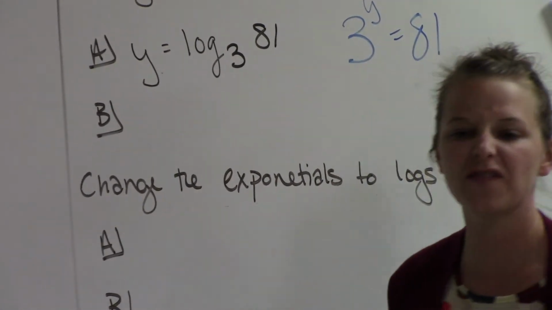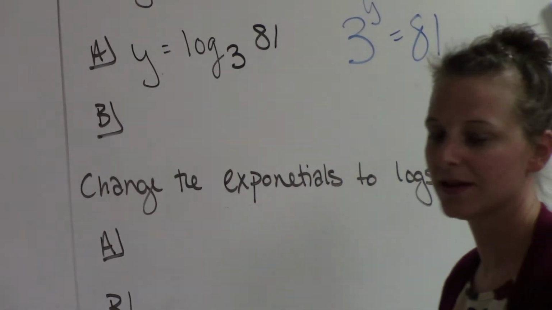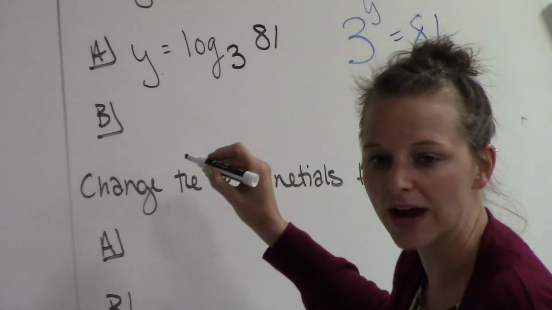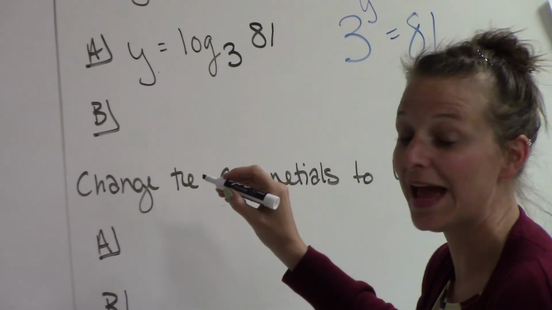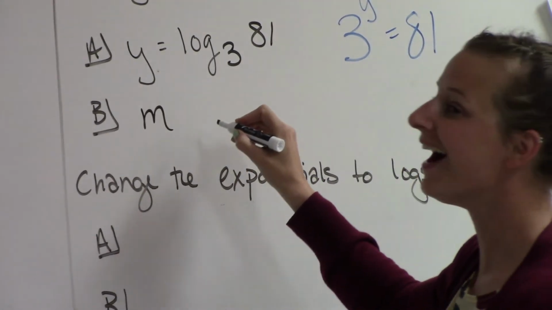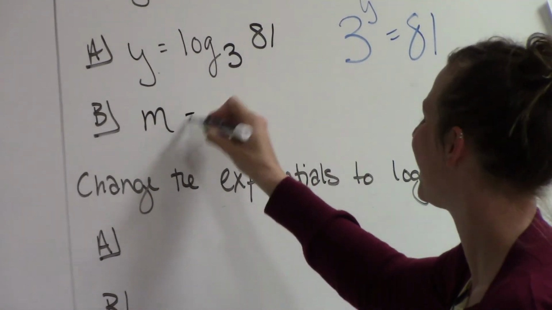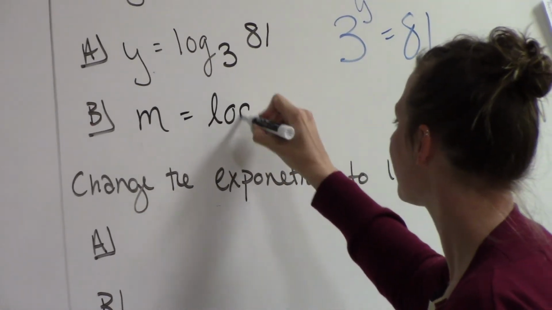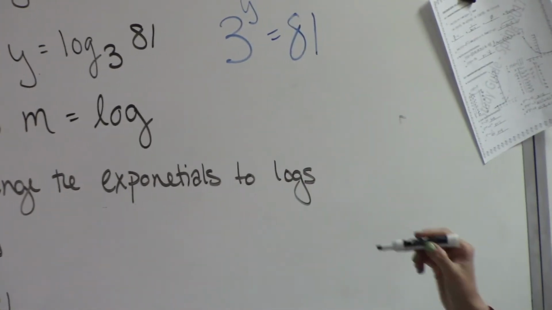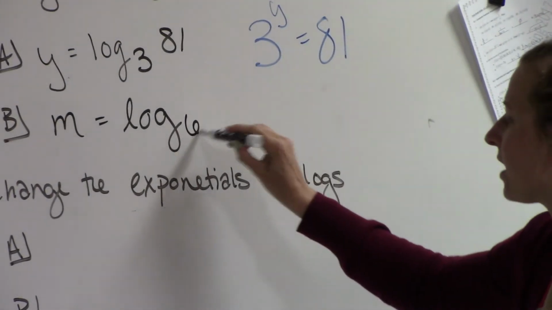Let's see. Give me your favorite letter, Emily. You can't pick E because that's going to be confusing, sorry. M. There we go. M or N? M. Okay. Oh, smart. I got you. M equals log base. Give me a number, Christina, between 1 and 9. 6. You got it.